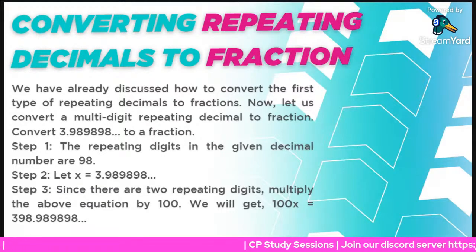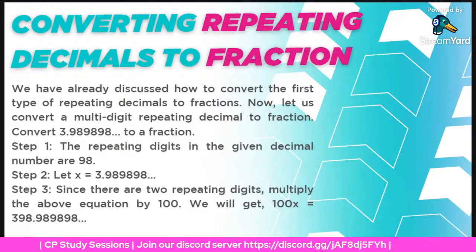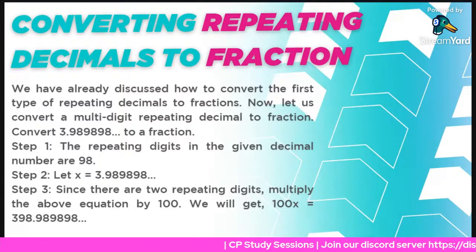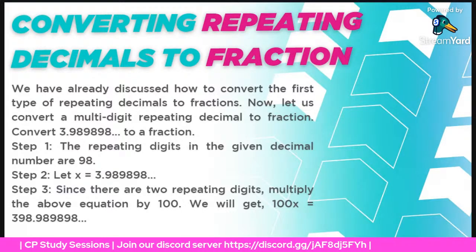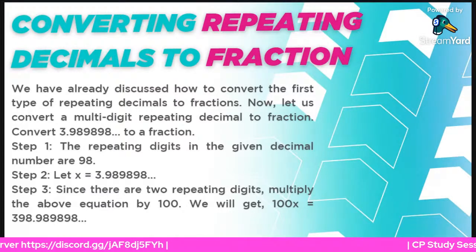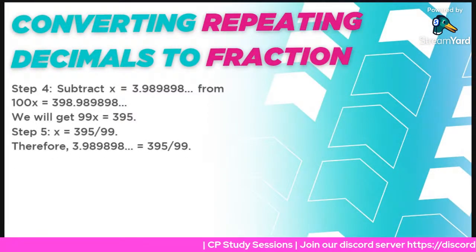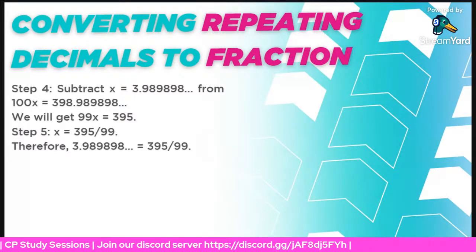Okay. So if you multiply x, which is equal to 3.989898 bar, by 100, yun po ang ating i-multiply by 100 ha. Kasama po ang variable na x. Okay? So 100x is equal to 398.989898. Right? Kasi multiply natin siya sa 100, so para ma-move lang ang decimal places.